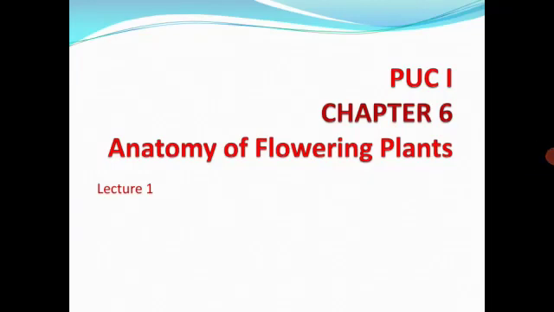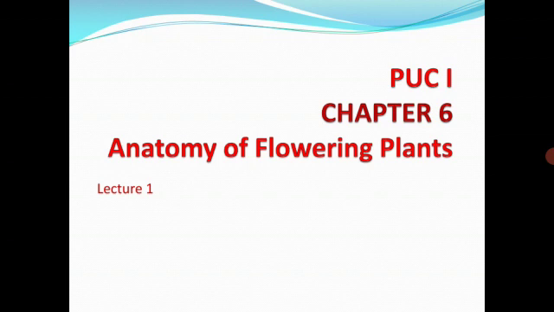We had already begun with chapter 6, Anatomy of Flowering Plants. Once again, I will briefly describe from the beginning. All living organisms on the planet Earth are made up of cells. A cell is a basic and fundamental unit of an organism.